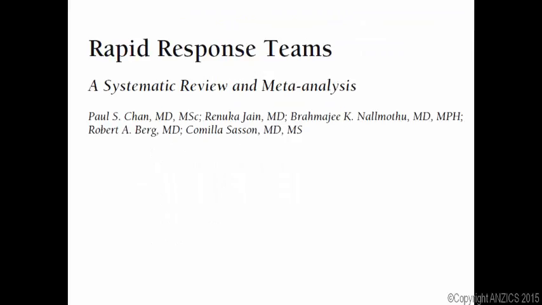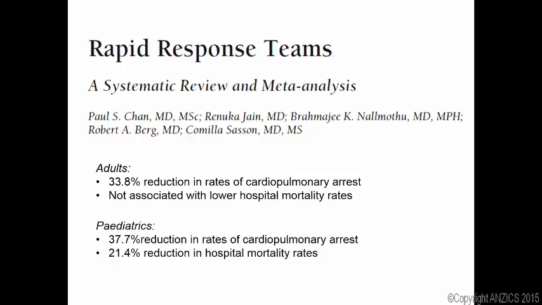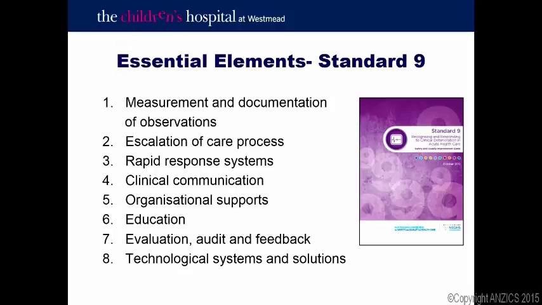This is the paper that Kevin had up. Again, in adults, it showed a 33% reduction in cardiopulmonary arrest. There wasn't a significant change in adult mortality. I've identified that for two of the papers there was a 21% reduction in mortality, but as Kevin said, for the other two it showed no difference. But the evidence is there that we know we've got to implement change.